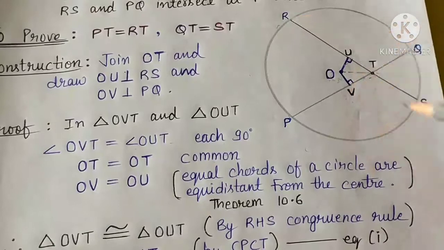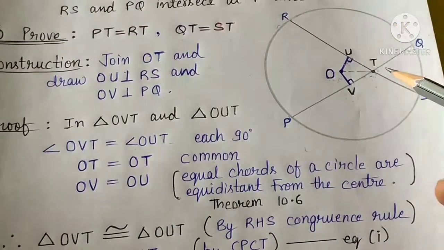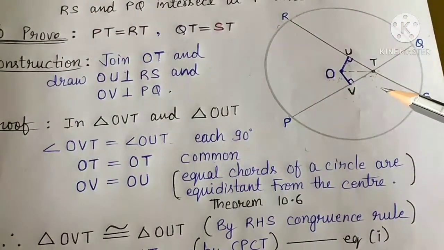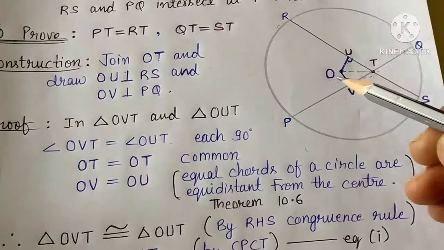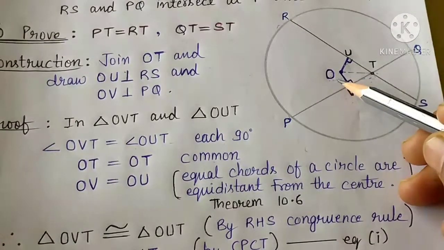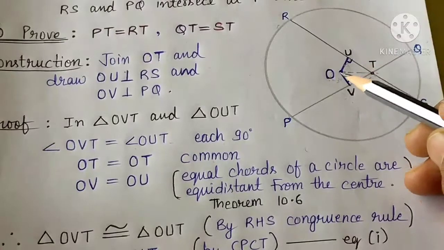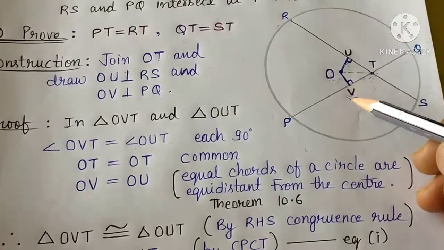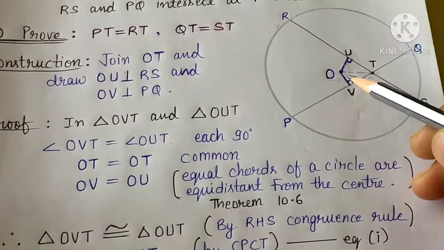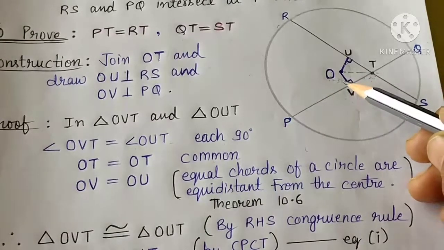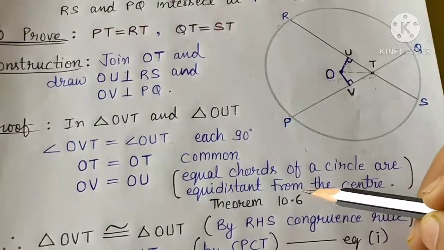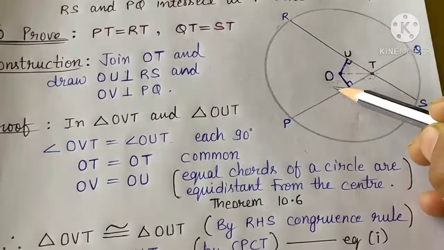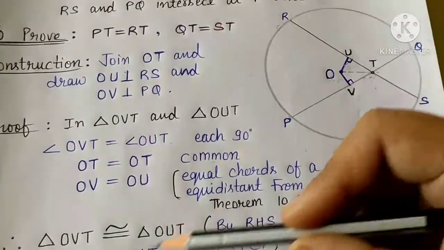As you can see here, RS is equal to PQ. These are two chords of a circle and these two chords are equal to each other. Therefore, when we draw line segments from the center to these chords, these line segments will be of equal length. So we can say equal chords of a circle are equidistant from the center. Therefore, OU equals OV, or we can say OV equals OU.